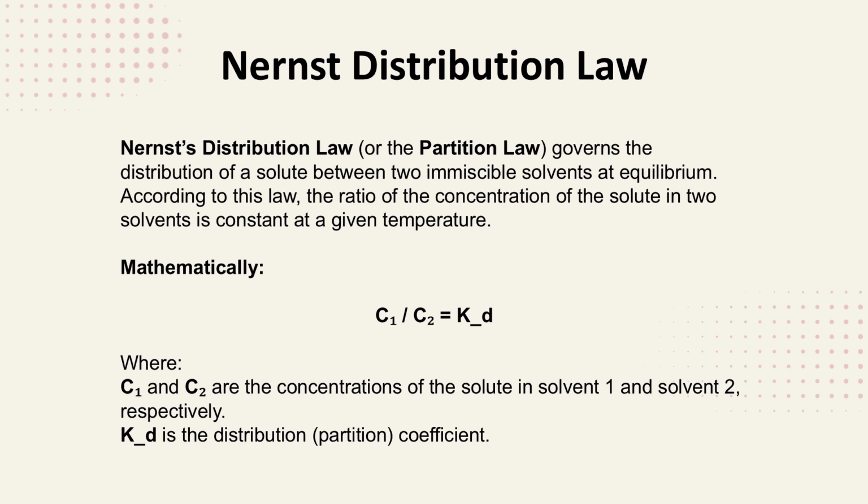Nernst's distribution law, or the partition law, governs the distribution of a solute between two immiscible solvents. The ratio of the solute concentration in each solvent remains constant at a given temperature. Mathematically, C1/C2 = Kd, where C1 and C2 are the concentrations of the solute in the two solvents. Kd is the distribution coefficient.